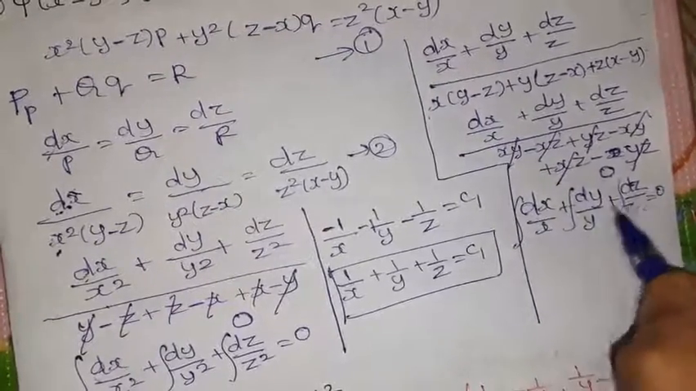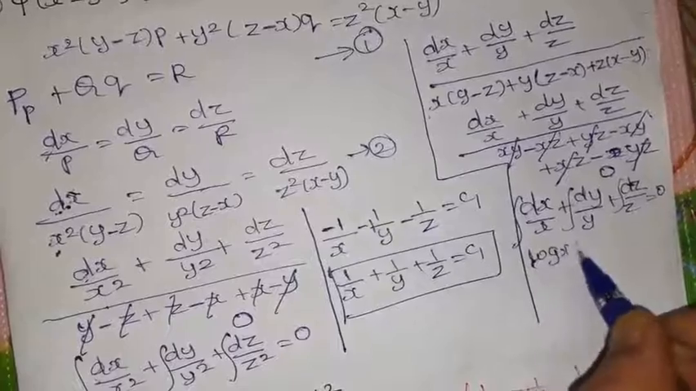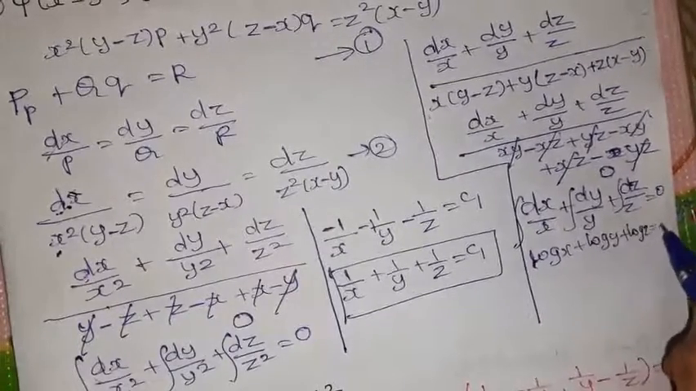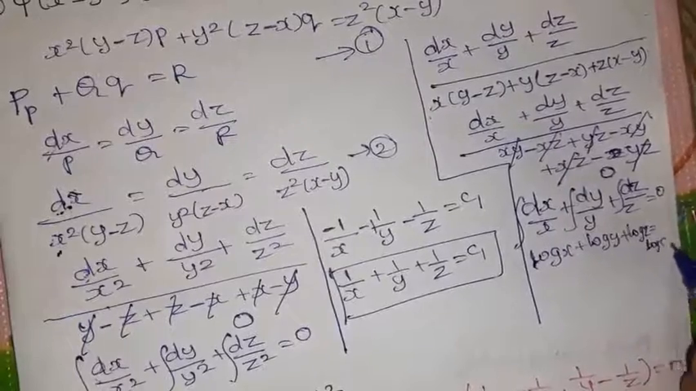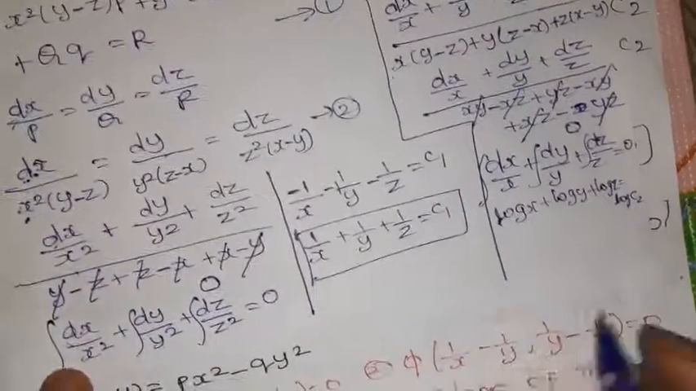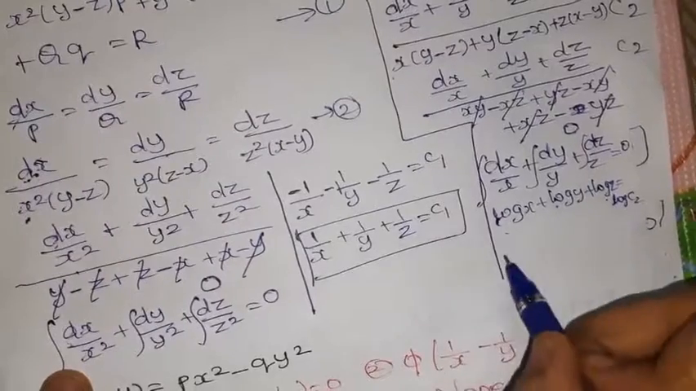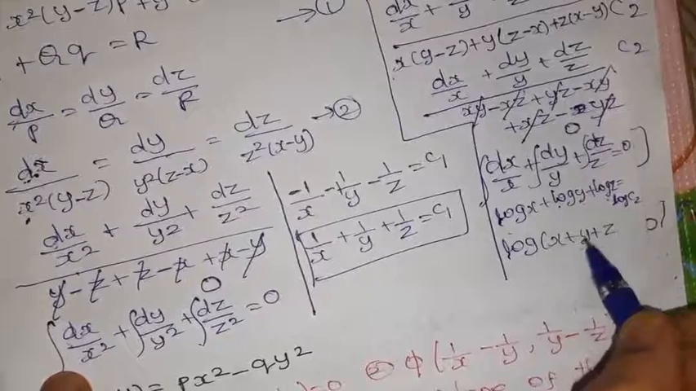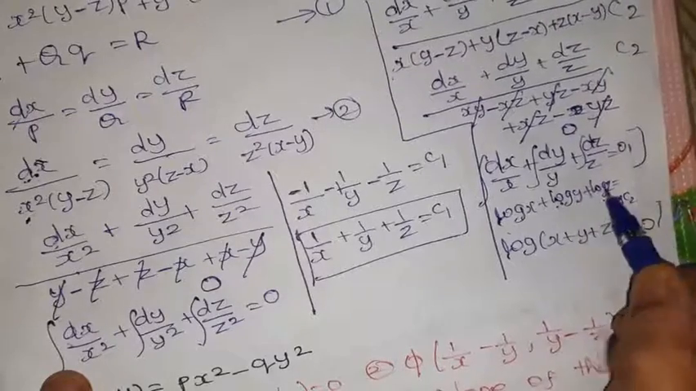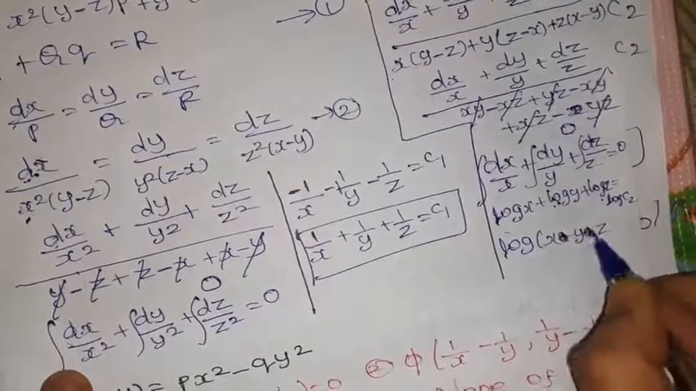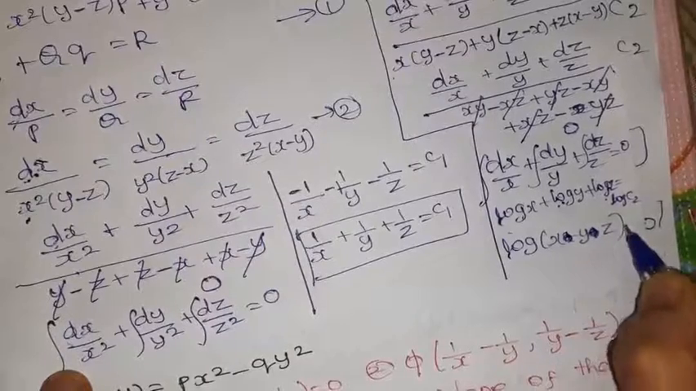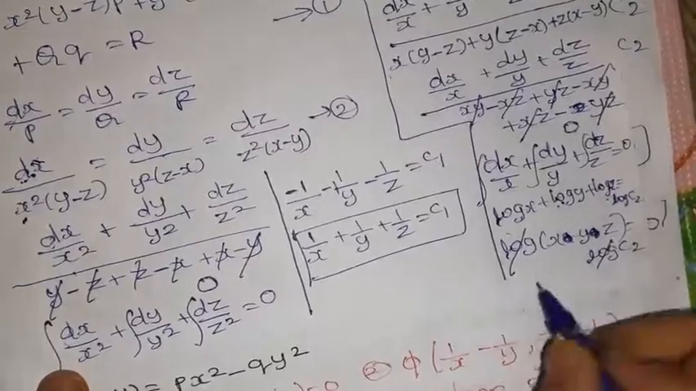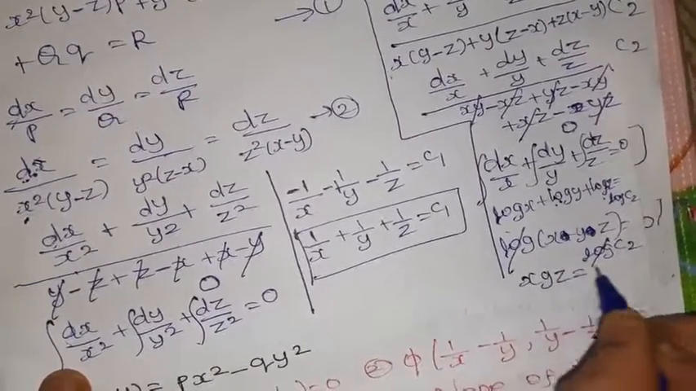Integrating these terms, dx by x equals log x plus log y plus log z equals the logarithmic value of some constant c2, right? Then log a plus log b plus log c is nothing but log of abc. So log xyz multiplied equals log c2. Then these logarithms will cancel, so xyz equals c2.